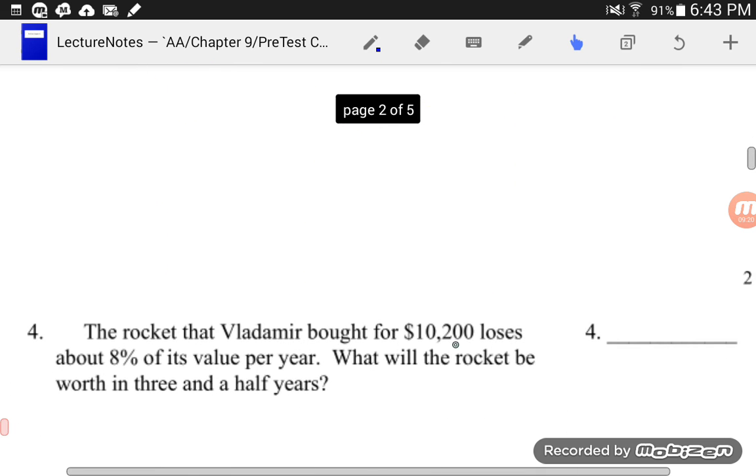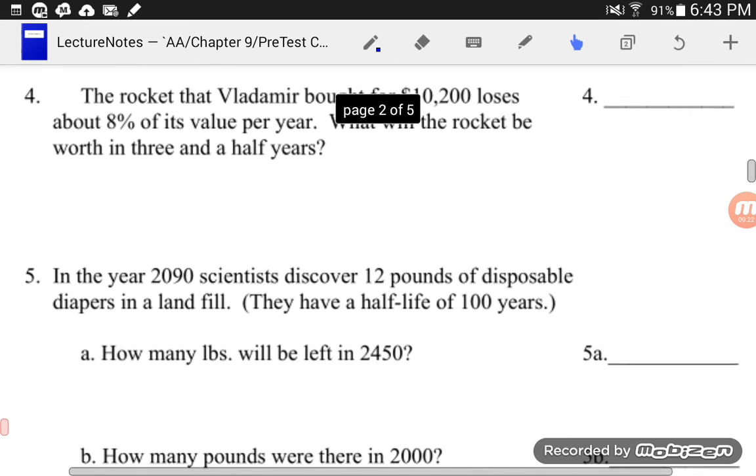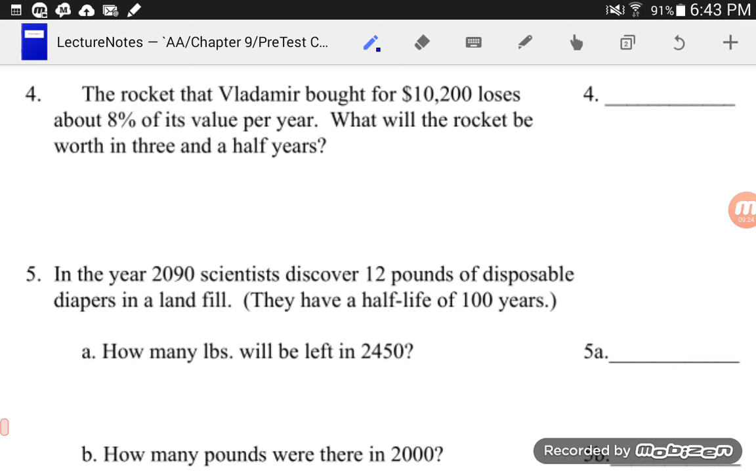All right, we're making good progress. Ooh, the rocket Vladimir bought for $10,200 loses about 8% of its value per year. What will that rocket be worth in 3.5 years?